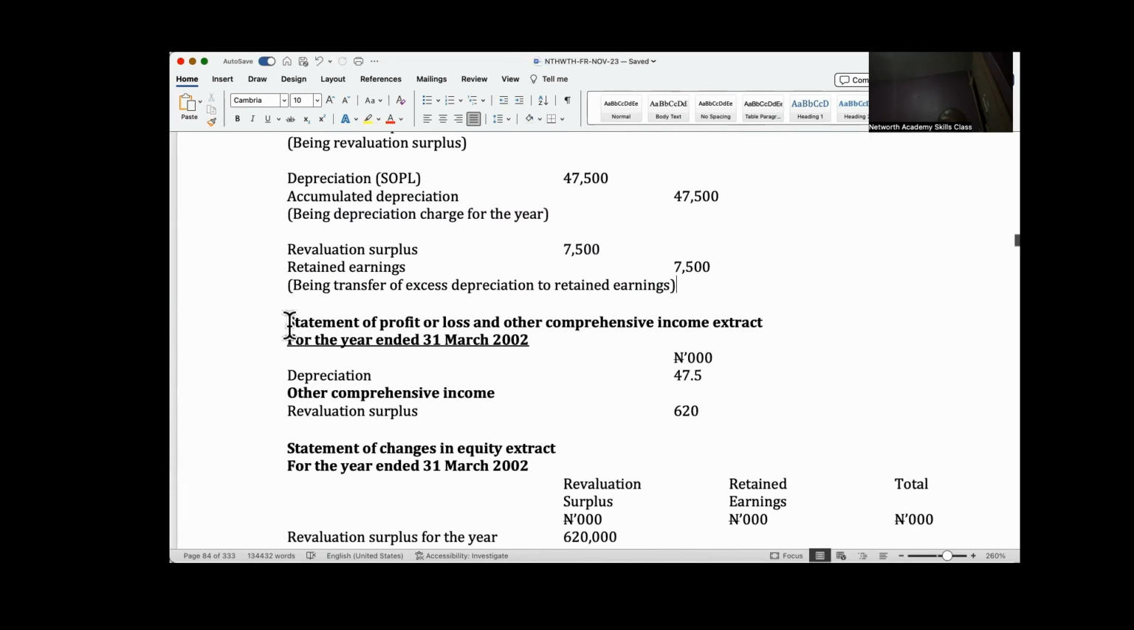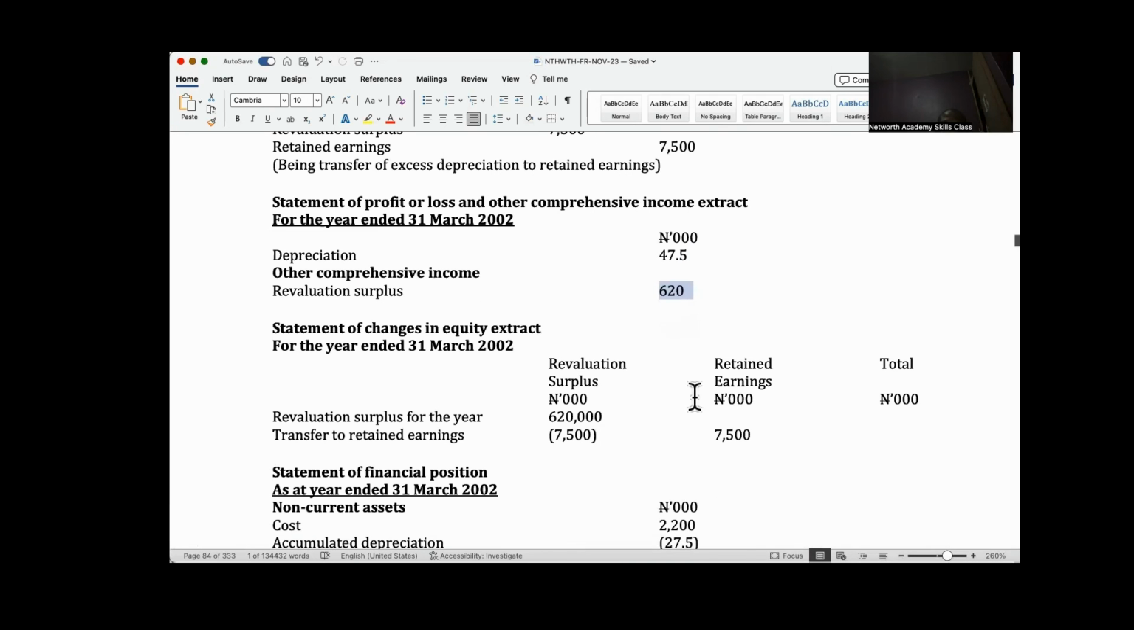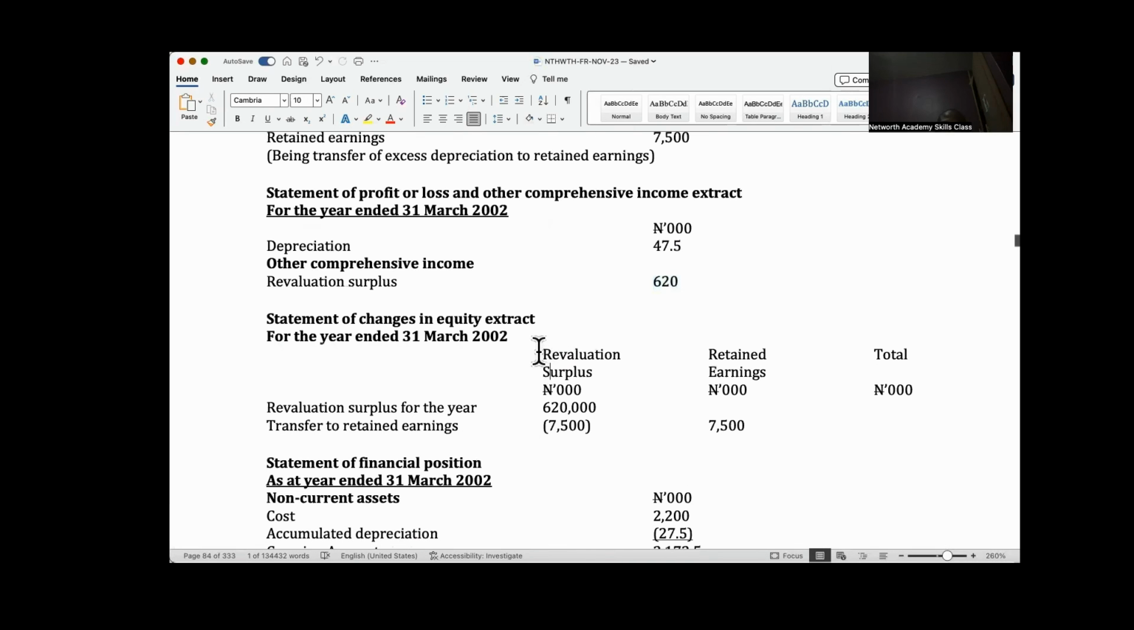In my P&L, my depreciation for the year was 47.5 as computed above, which I even have here. In my OCI, I have my revaluation surplus of 620. In my equity, the relevant items in equity for now are this surplus and retained earnings. The surplus earlier was 620.